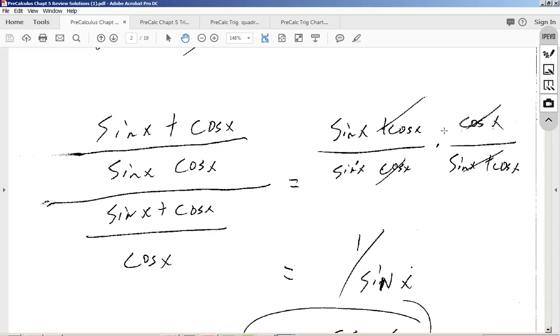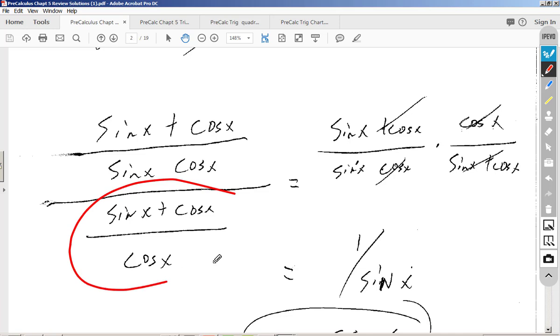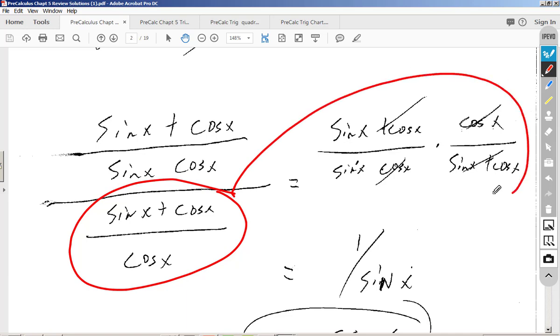And same thing with the other one. I add my numerators, that's sine of x plus cosine of x all over cosine of x. So remember my laws of fractions. I have to flip this bottom fraction right here and multiply. So I'm going to flip this and multiply it. Here I flipped it, so that becomes cosine of x all over sine of x plus cosine of x.